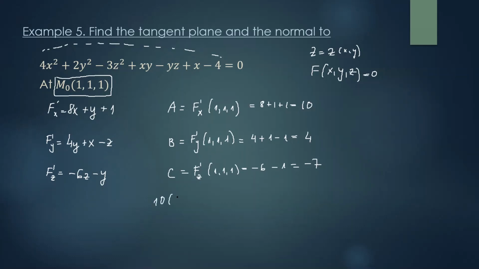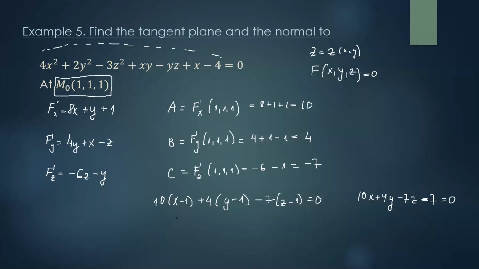So we have 10 times (x minus 1) plus 4 times (y minus 1) minus 7 times (z minus 1) is 0, or we can write 10x plus 4y minus 7z is... this is minus 10, this is minus 4, that's minus 14, minus 14 plus 7 is minus 7, move to the other side, 7. So this might be an equation for the plane. We can also leave the minus 7 on the left-hand side, as we usually do in analytic geometry.